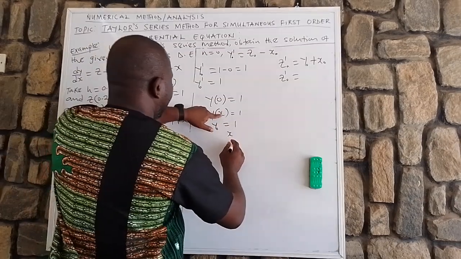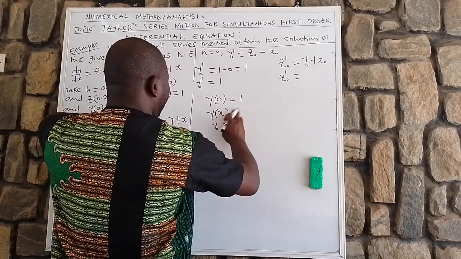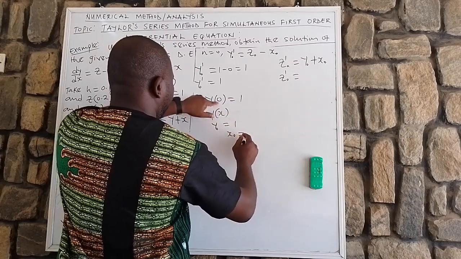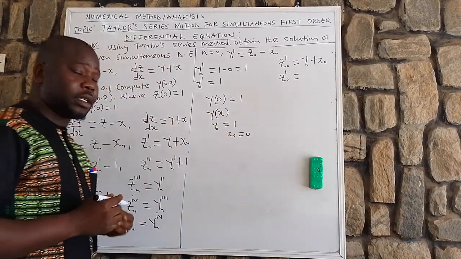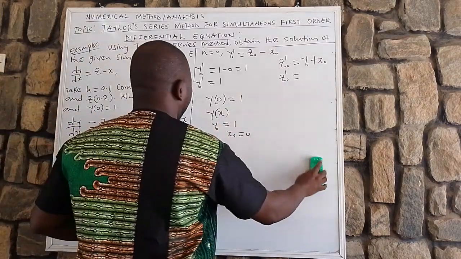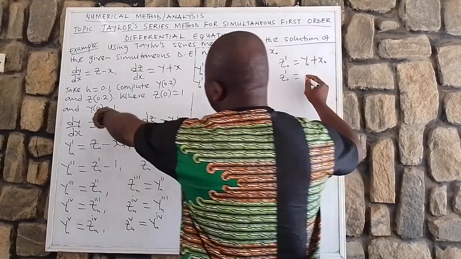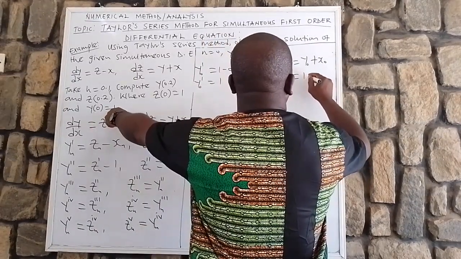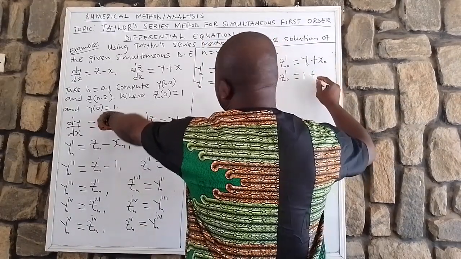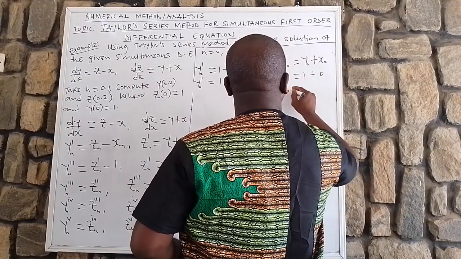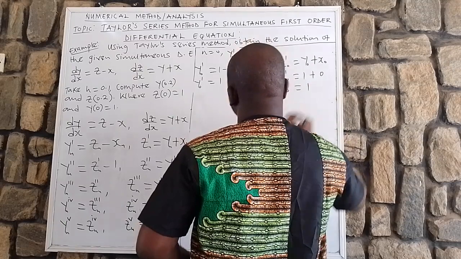Then our x naught is what? 0. Take note. Is that clear? Please take note of all these things. So our y naught is what? 1 plus x naught, already 0. So our z prime naught is equal to 1.